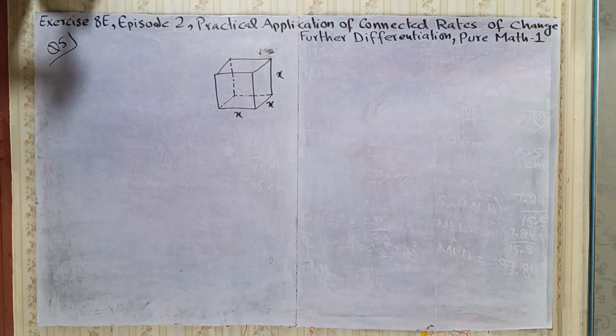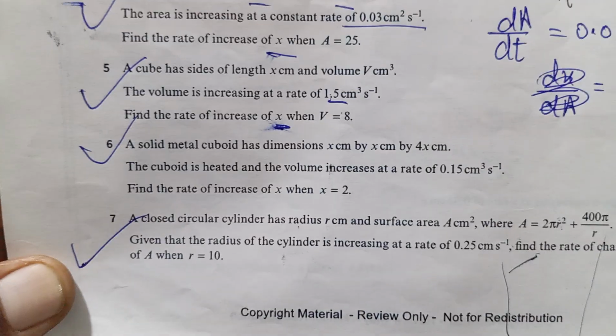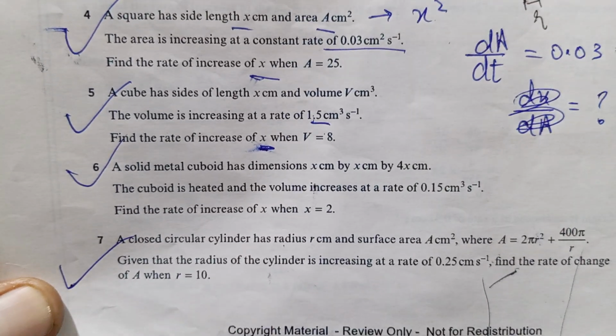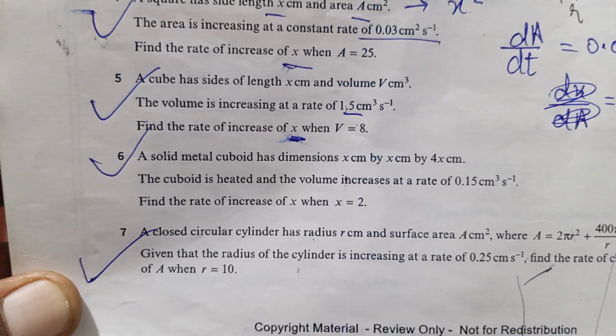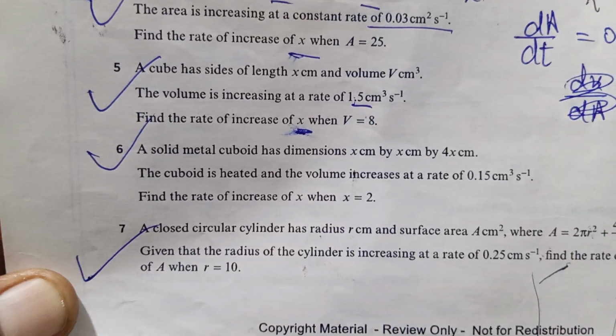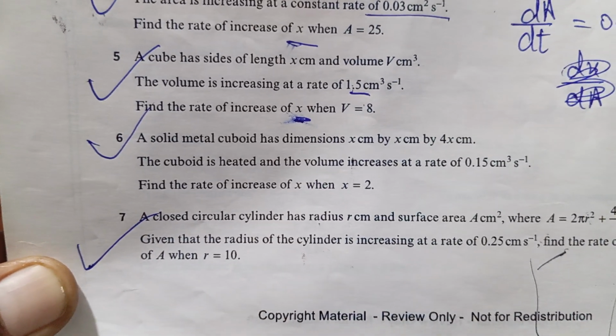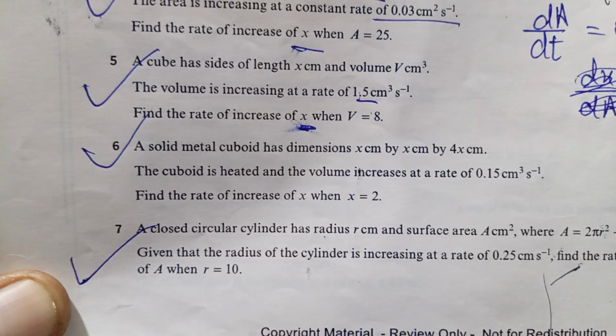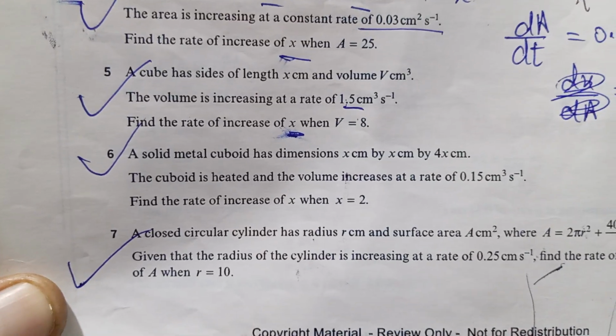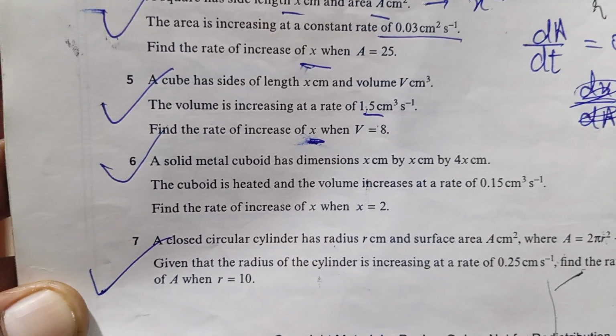So my dear students, now we are going to work on question number 5. Let me first of all show you the question. A cube has a side of length x and volume V centimeter cube. The volume is increasing at a rate of 1.5 centimeter cube per second. Find the rate of increase of x when V is equal to 8.